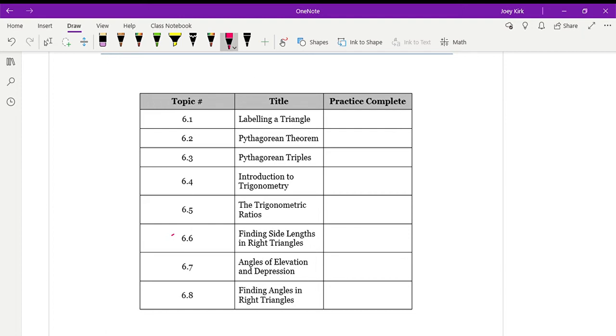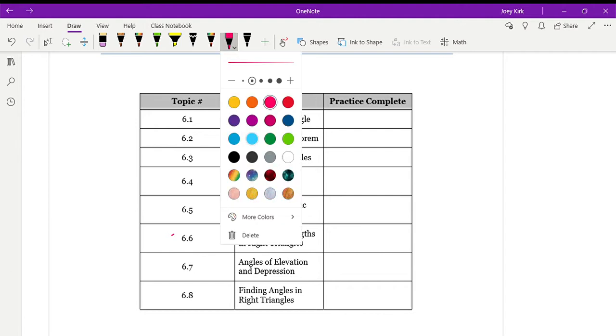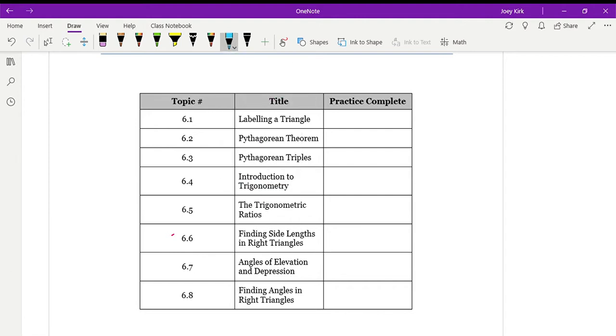Okay, so Module 6 is actually our last module, so hooray for that. This is going to be our last module in Workplace Math 10. There are 8 topics that we're going to cover in Module 6. So Module 6 is, oh, I don't have it up here, but I'll just write it out. So we're looking at trigonometry, and specifically we're going to look at right-angled triangles.